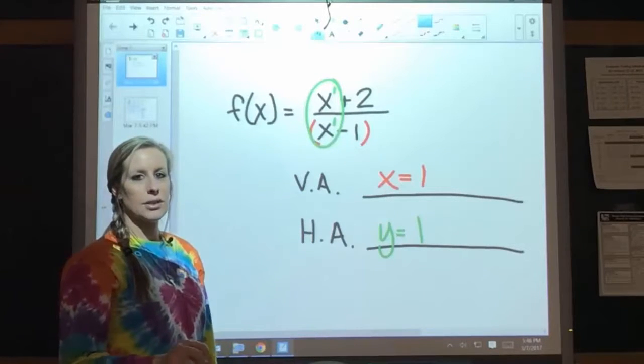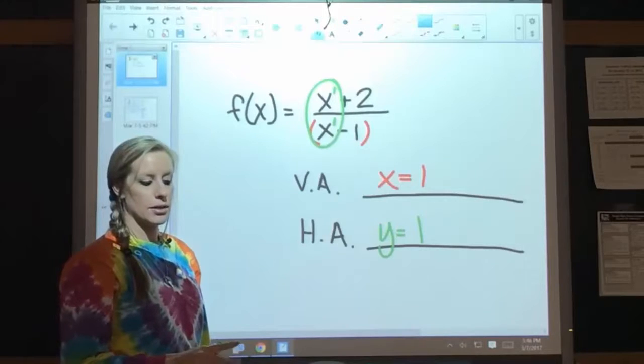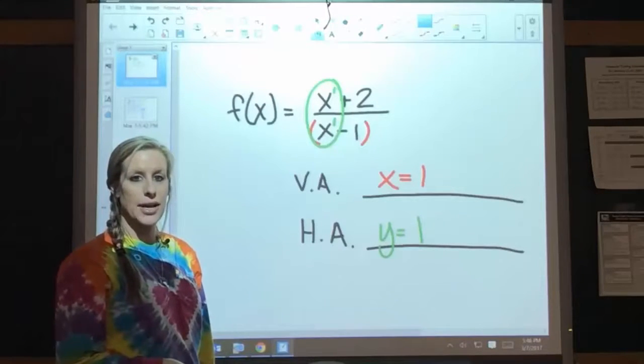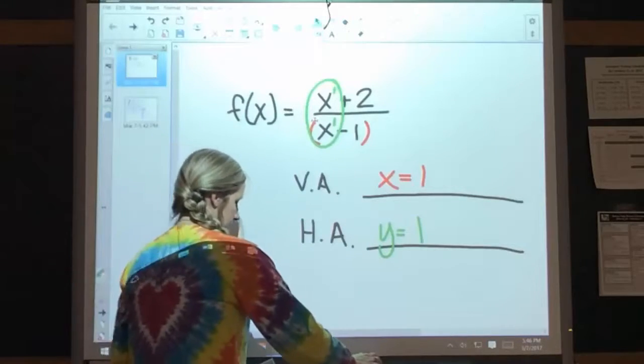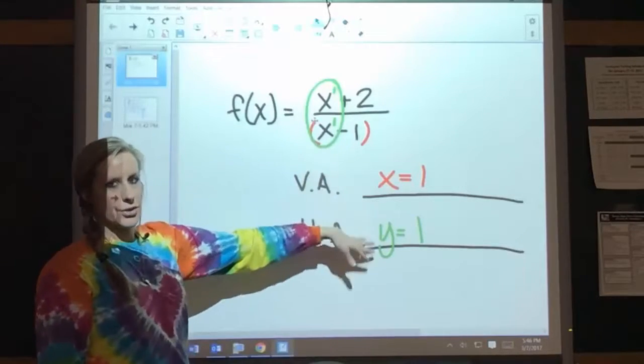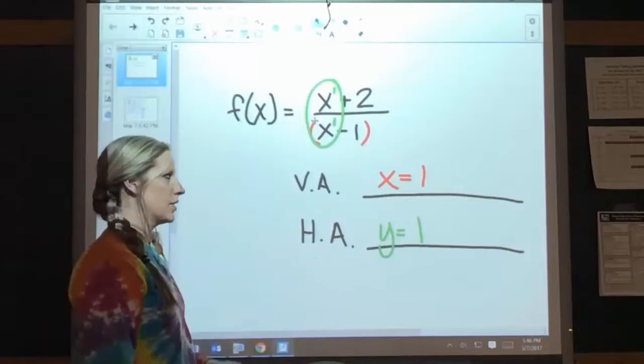Okay. I would definitely keep those notes out that we went over the last 2 days, so you can do the vertical and horizontal asymptotes. Okay, so that part's just review, and if you're absent, there's your lesson.